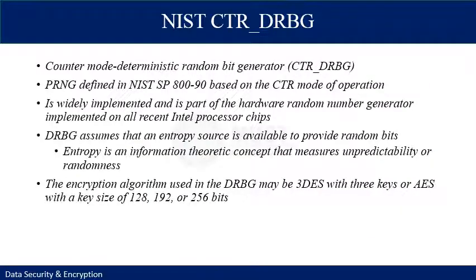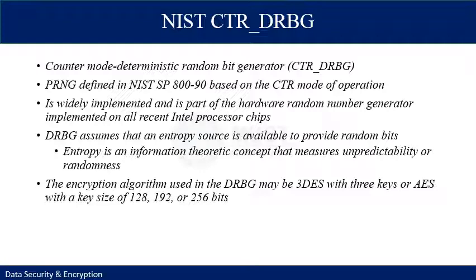The second alternative is the NIST counter mode deterministic random bit generator. This pseudo-random number generator is defined in NIST SP 800-90, based on the counter mode of operation, and it is widely implemented. It is part of the hardware random number generator implemented in all recent Intel processor chips.